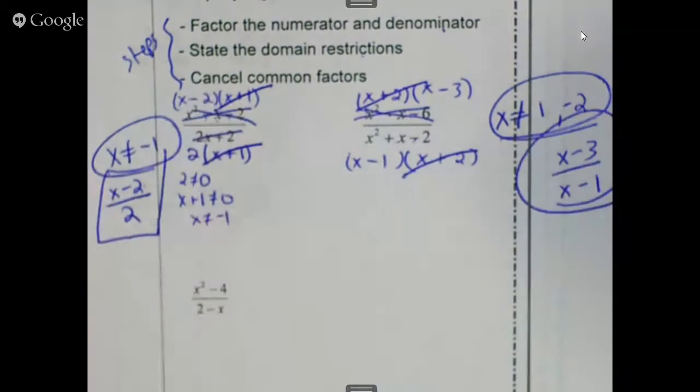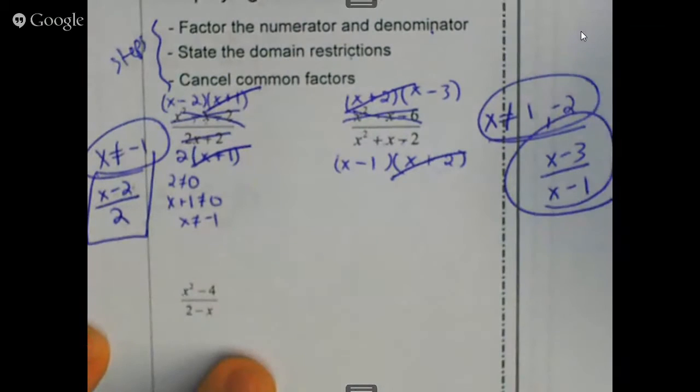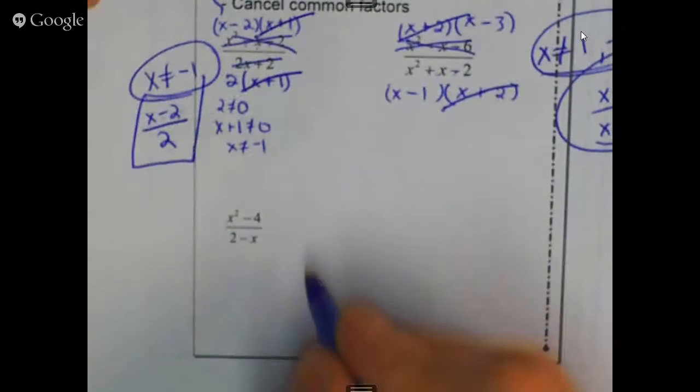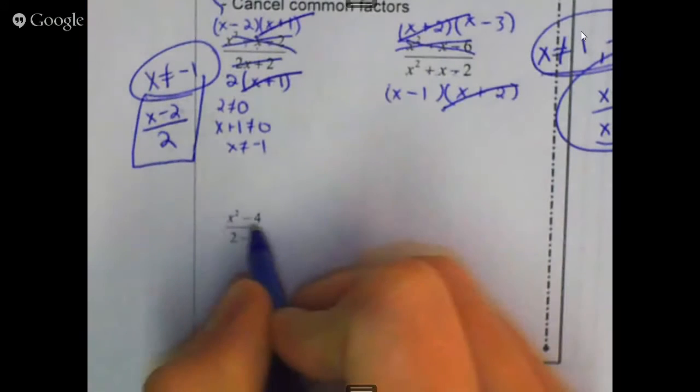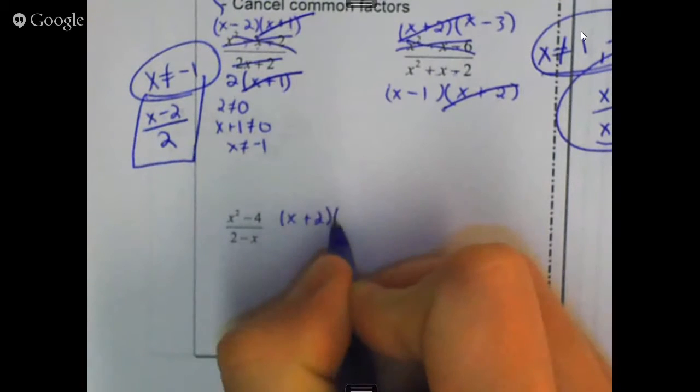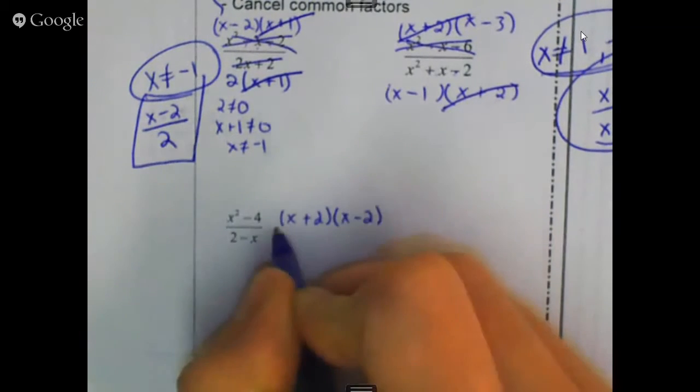So it's kind of like a two-part question here. All right, last one down here. Okay, so we'll factor this. Hopefully you notice that is a difference of squares: x plus 2, x minus 2.